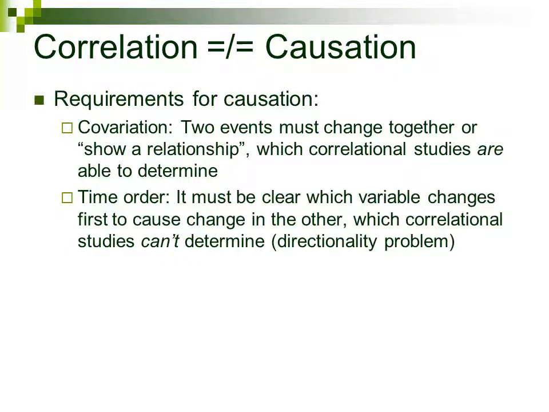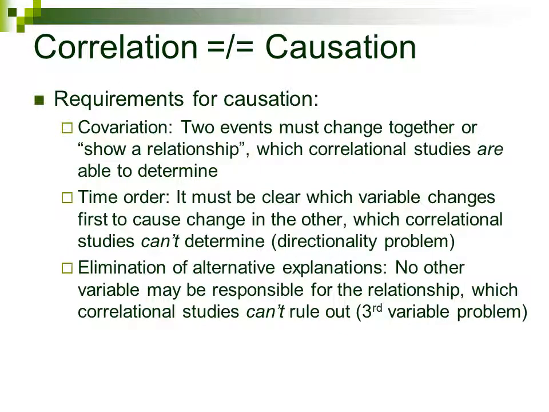The third requirement for determining causation is the elimination of alternative explanations. That is, no other variable may be responsible for the relationship, which correlational studies cannot rule out. And this is sometimes called the third variable problem. So yes, the elimination of alternative explanations is the second reason that correlation doesn't equal causation, because correlational studies can't rule this out. This is what was demonstrated by our toaster study, right?